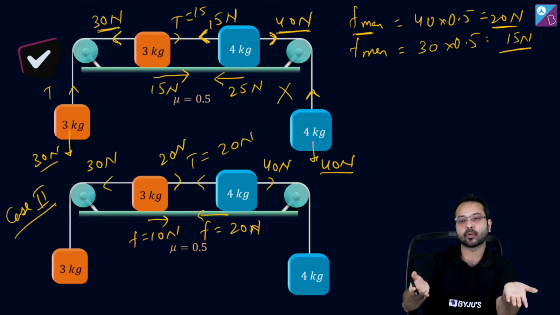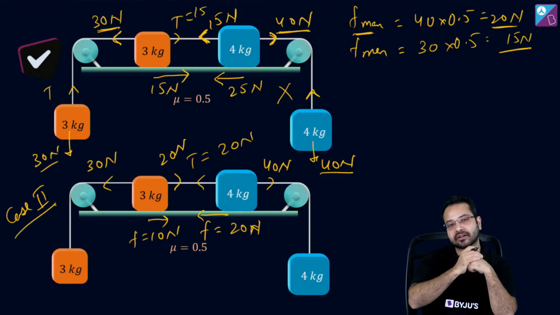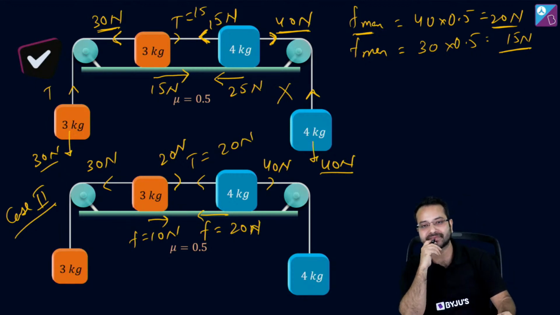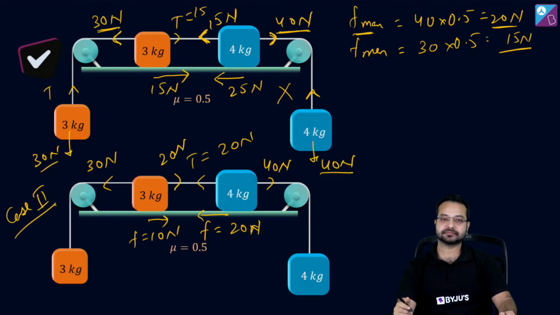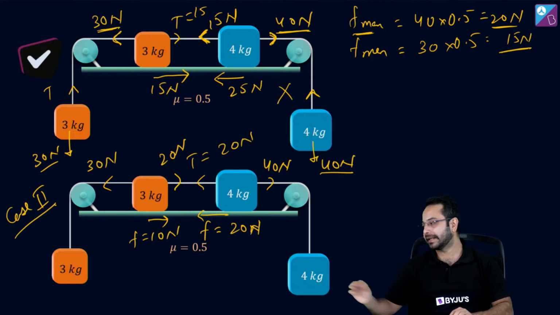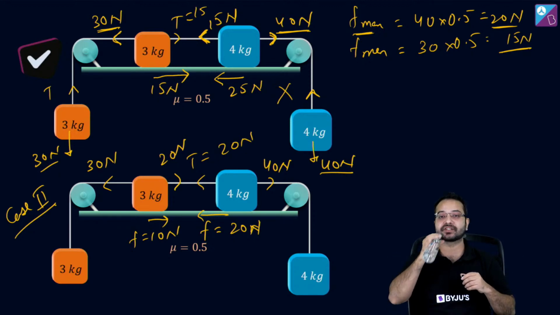If there were 3 blocks, what would happen? Do we have to apply trial and error on all the blocks? Can you give me a reason? Can you think of a reason why friction gets adjusted first on the 4 kg block? Can you think about it and let me know? Because that is crucial. That is the crux of all this discussion.